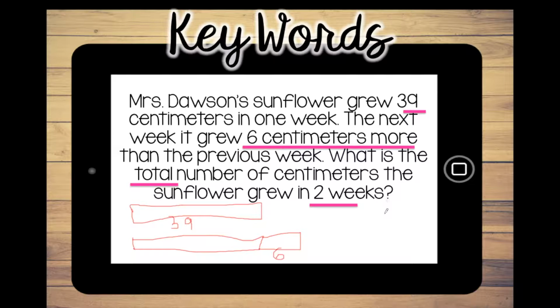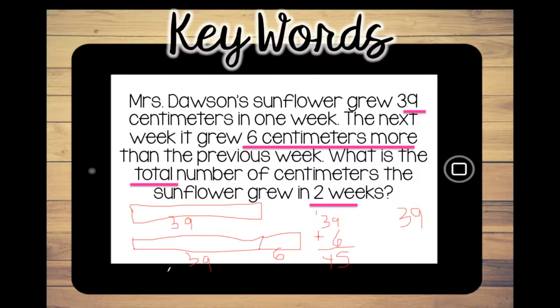So we're going to have that 39, and we're going to have to add the first week with the second week to find our total answer. But do we know the second week? No, we do not. We're going to have to add this 6 more with our 39 as our first step. So let's do that together. We have 39 plus 6. All right, 9 plus 6 is 15. 1 plus 3 is 4, so we get 45.